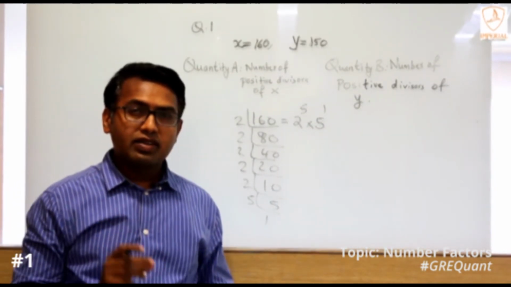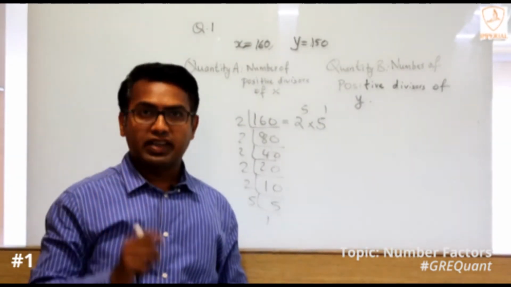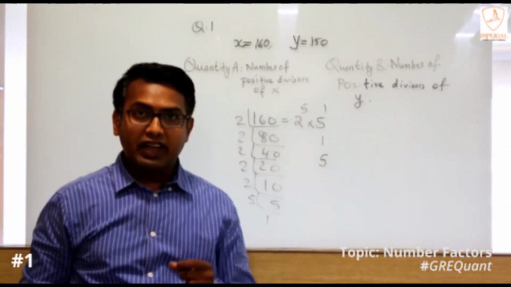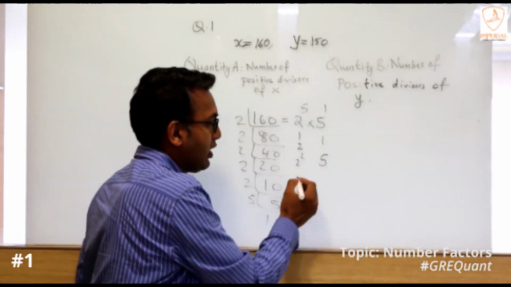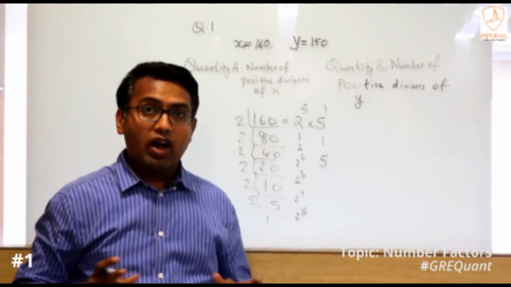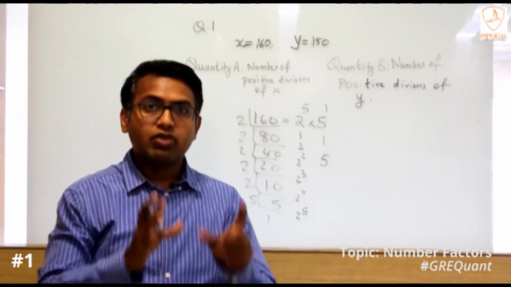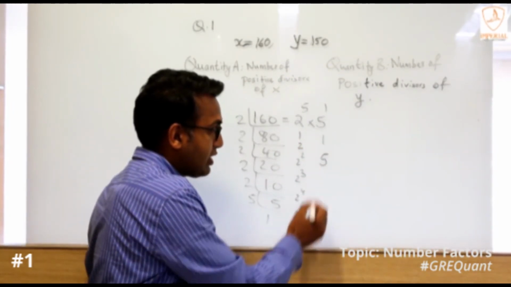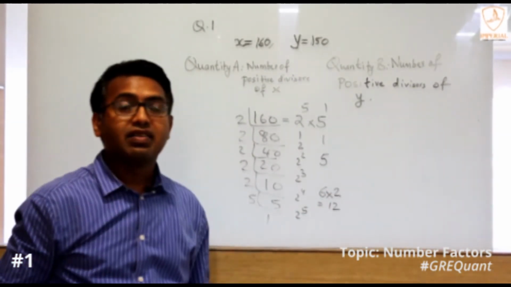Okay, now the number of factors. If you look at 5 power 1, it has two factors, 1 and 5. So I'll just put that over here. 2 power 5 has 6 factors. What are they? 1, 2, 2 square, 2 cube, 2 power 4, 2 power 5. Now how many total factors are there? This comes from the rule of counting. We just multiply the individual factors. Here you have 6 and here you have 2. So if I take these combinations, you'll get 6 into 2, which is 12 factors.